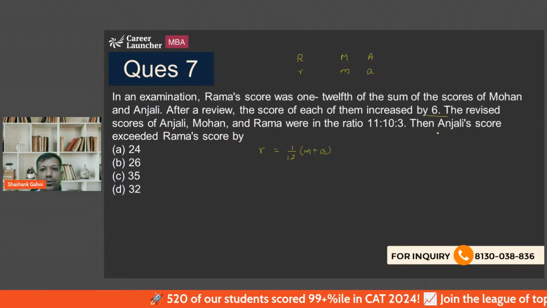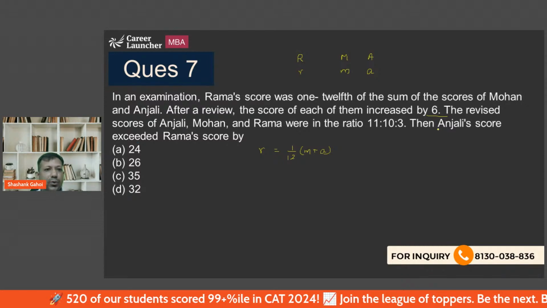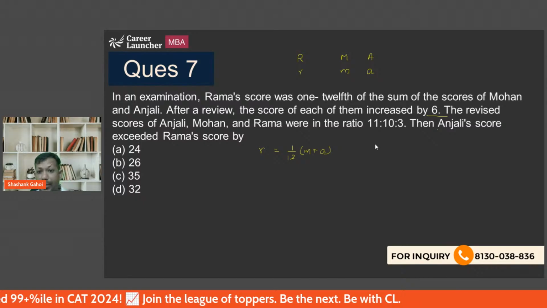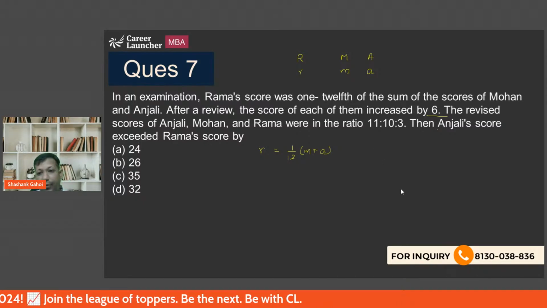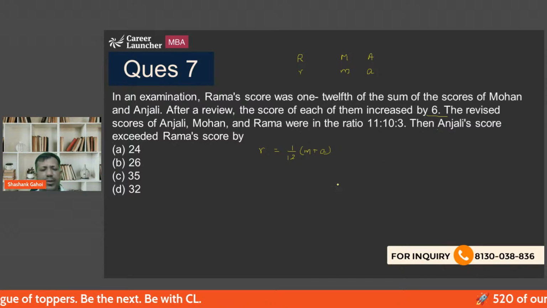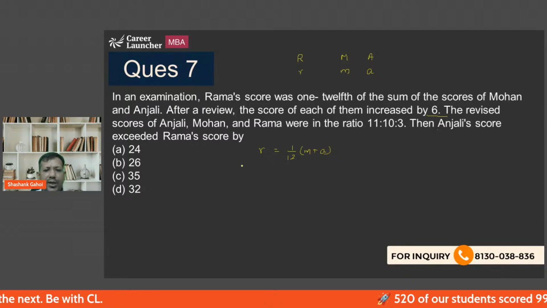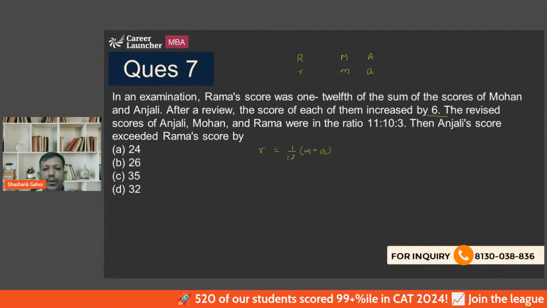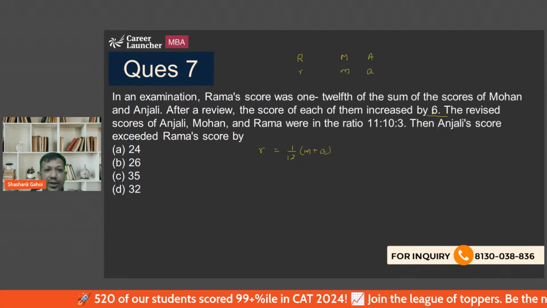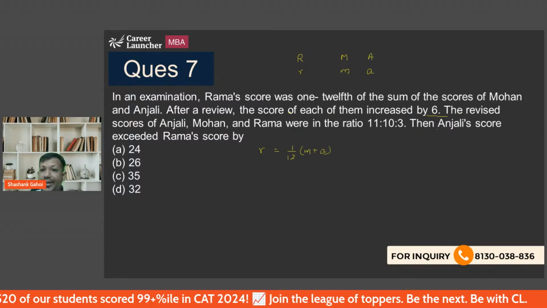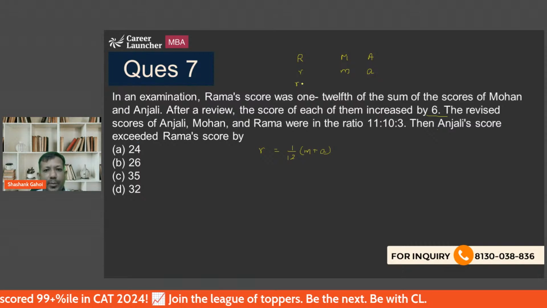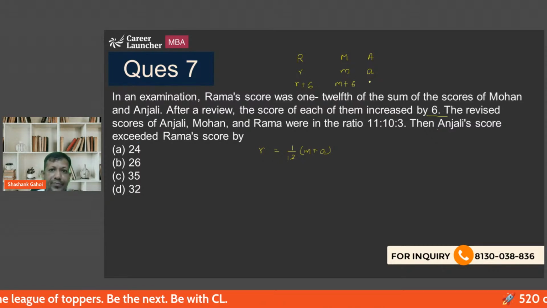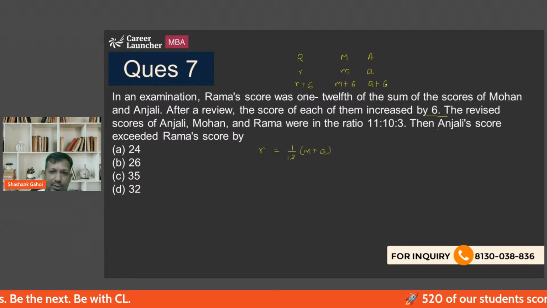So Rama's score is going to be, okay, I think I made a blunder in this. Why did I make a blunder? Okay, if we have started like this, let's start solving like this only. After revision, everyone's score increased by 6. So Rama's score has become R plus 6, Mohan's score has become M plus 6, Anjali's score has become A plus 6.